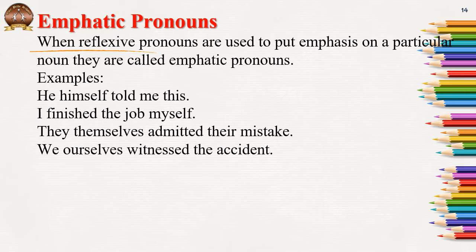He himself told me this. Now here it is not acting as an object to the verb told. I finished the job myself. Now the sentence I finished the job is complete. So if you remove myself, it will still be the same. So that is why we can say it is not acting as an object to the verb. I finished the job. Done.